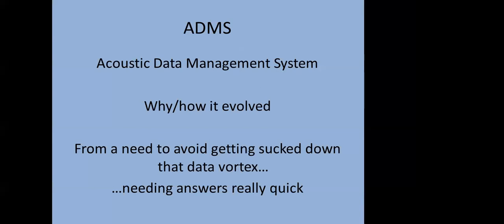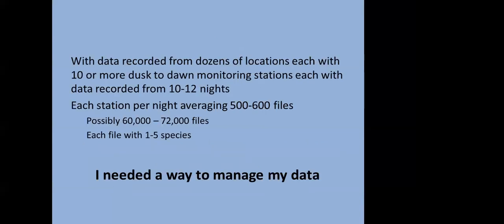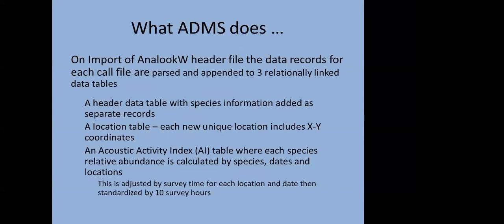How did the ADMS system evolve? Well, again, I needed to avoid getting sucked down the data vortex and needed quick answers. Any place I worked, I had a lot of data, maybe 60,000 to 72,000 files depending on where I was, with 1 to 5 species per file. I needed a way to manage the data.